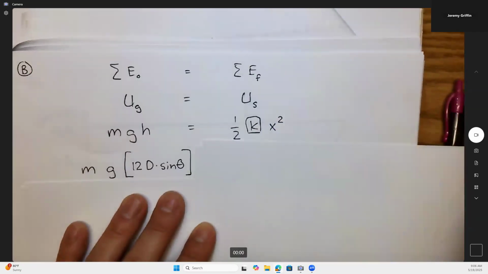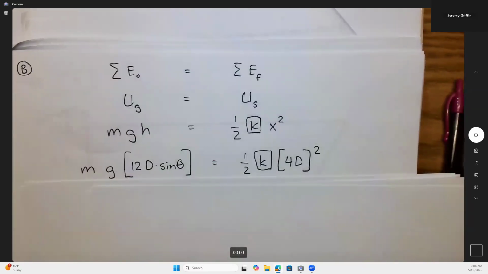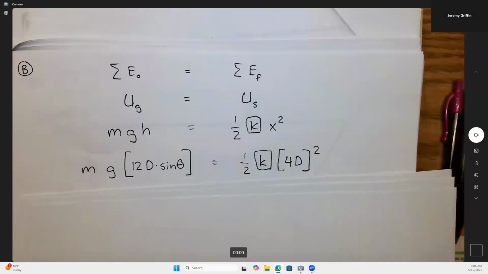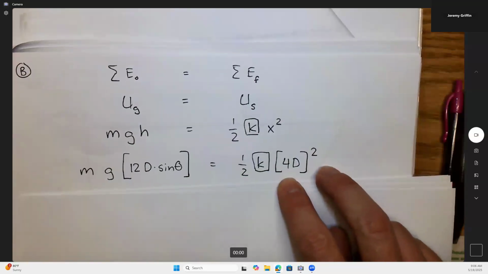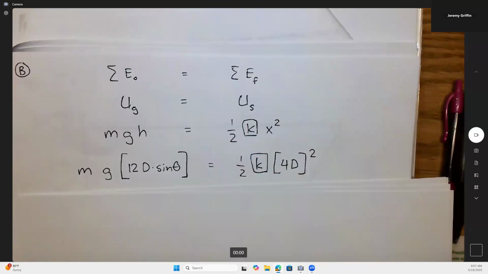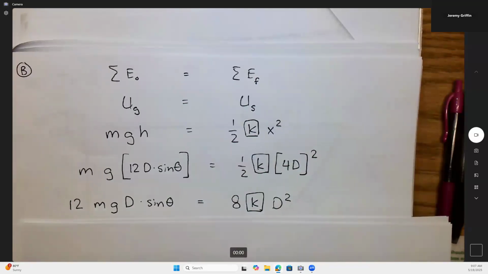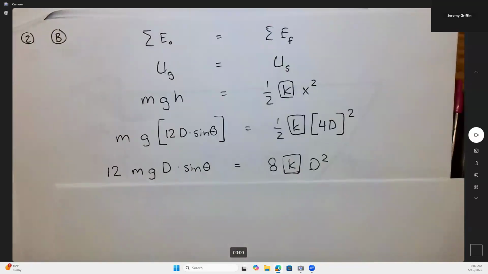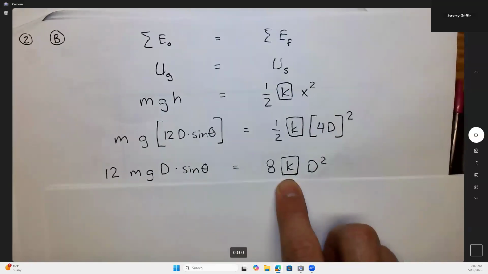And notice it's being squared. So does the factor of 4 also get squared? Yeah, sure does. What is 4 squared? 16 divided by 2 is 8. That's where that 8 comes from. So now it looks like that. And we just got to solve for this K.